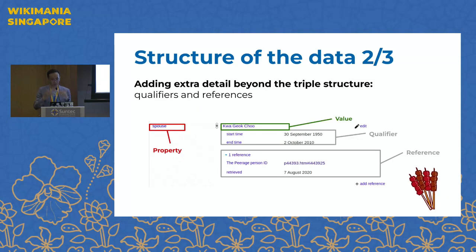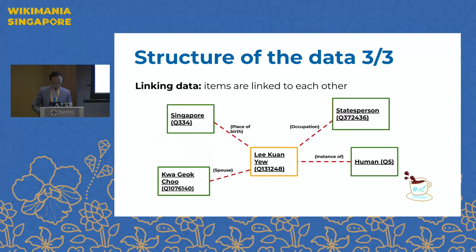So it's not only "instance of", we can also add different properties as well, like spouse, and then there's a corresponding value of the name of the spouse. And you can also add certain qualifiers to qualify the value that you have selected, right? When was the person a spouse and when did this relationship end? And you can also put a reference to it as well.